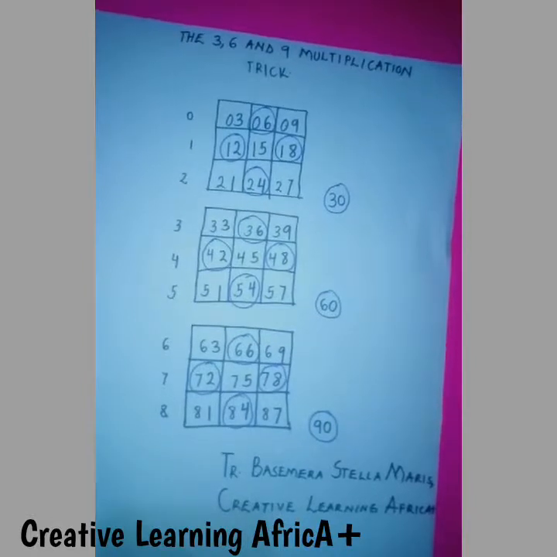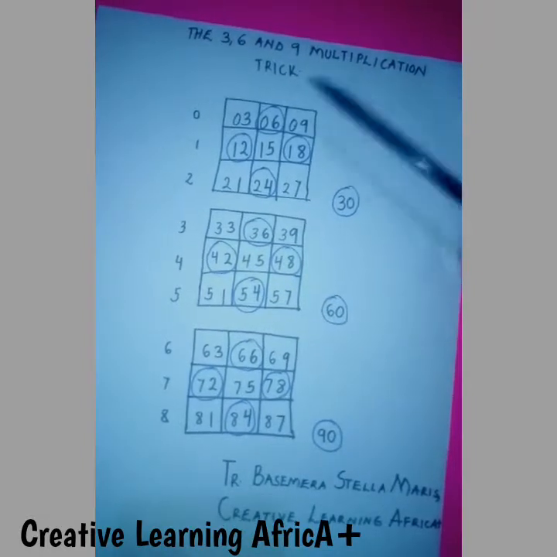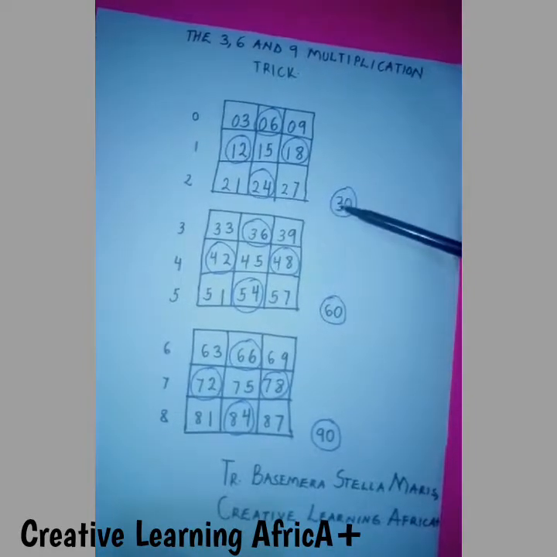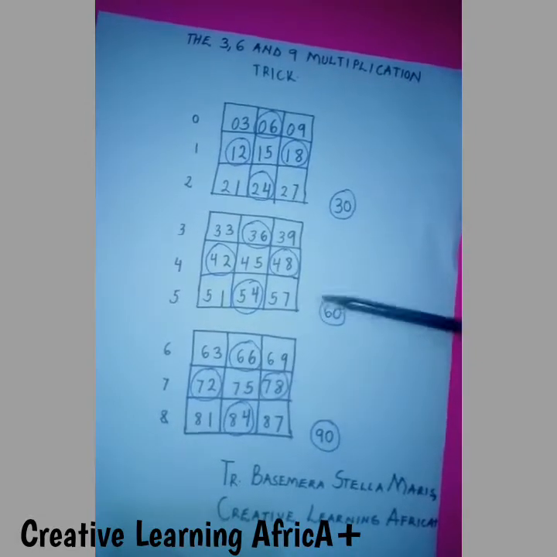So there you go with a 6 times table as well. So everywhere you see a blue circle, that is your 6 times table. So it goes in this pattern, like this, like this.